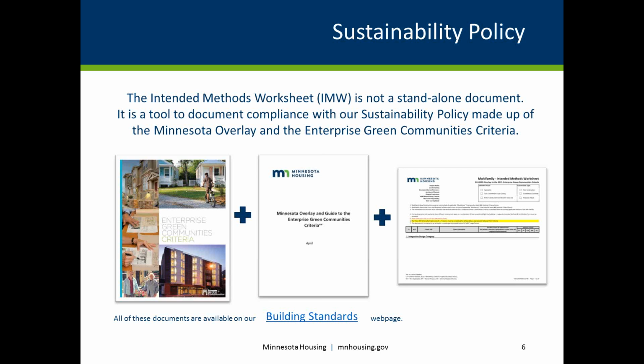The Minnesota Overlay adopts, clarifies, and revises certain aspects of the Enterprise Green Communities criteria to better align criteria with projects in Minnesota and to also align projects to Minnesota housing policies. Criteria items written in red text in the Intended Methods worksheet are those that have been revised through the Minnesota Overlay. Note that the Enterprise Green Communities is updated by Enterprise every 3 to 4 years. Minnesota Housing updates the Minnesota Overlay and the Intended Methods worksheet annually, in April, for our consolidated RFP.